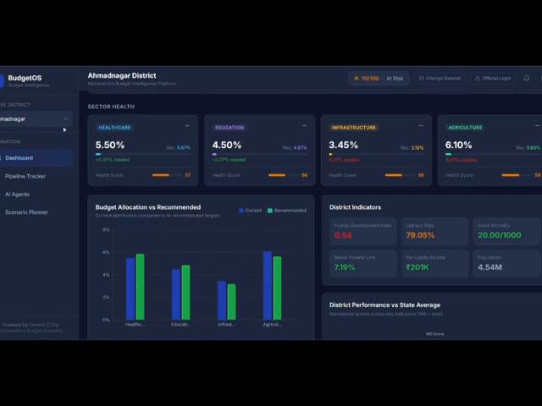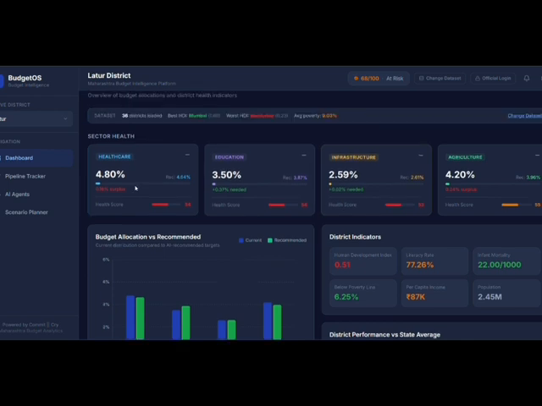Now, this budget is for the Rathore district. Now, look at the healthcare sector. Currently, it is getting 4.8% of the budget, but our AI recommends it should be getting 4.64%, meaning the district is overfunding healthcare relatively. Whereas for education, the recommended is higher than what it is getting, so it is being underfunded. Similarly, the infrastructure sector is also being underfunded.